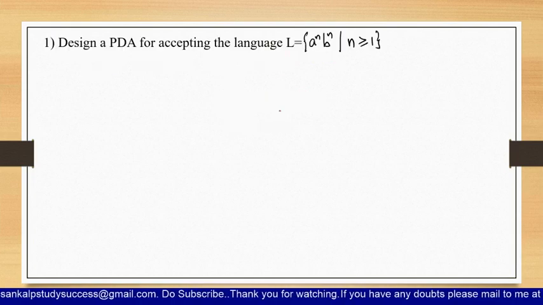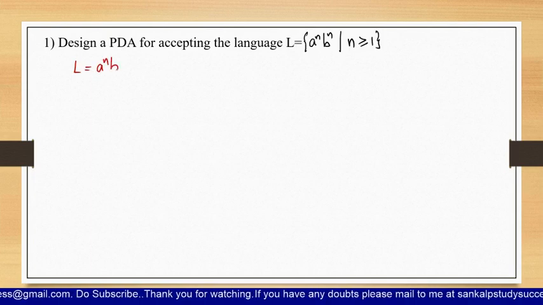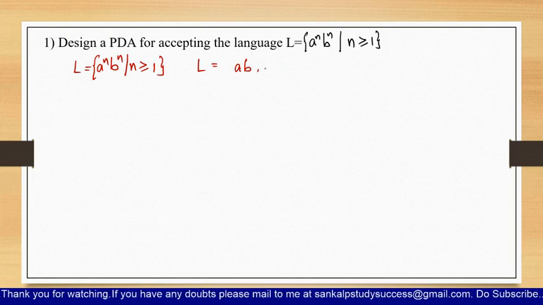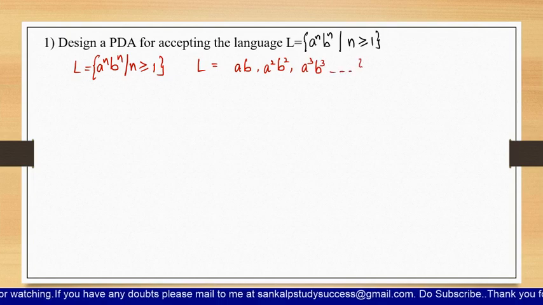Design a pushdown automaton for accepting the language L equals a to the power of n and b to the power of n, where n is greater than or equal to 1. That means if you substitute 1 in place of n, then you will get ab. If you substitute 2 in place of n, then you will get a square b square, and so on, a cube b cube and so on. That means the language which is generated has an equal number of a's followed by an equal number of b's.